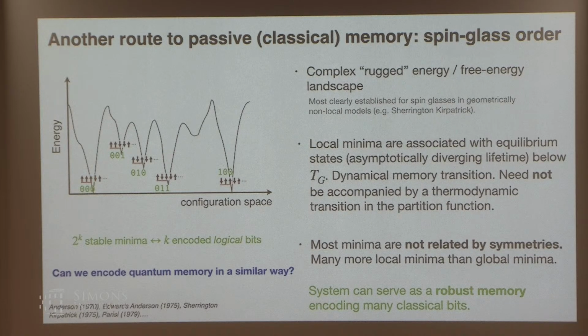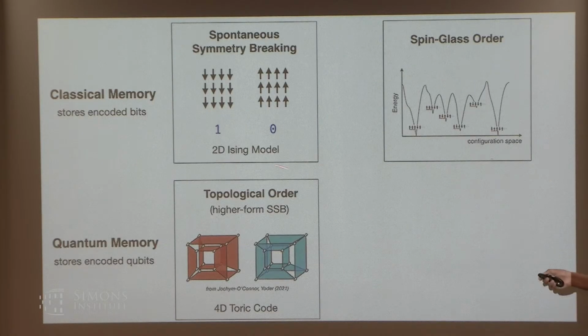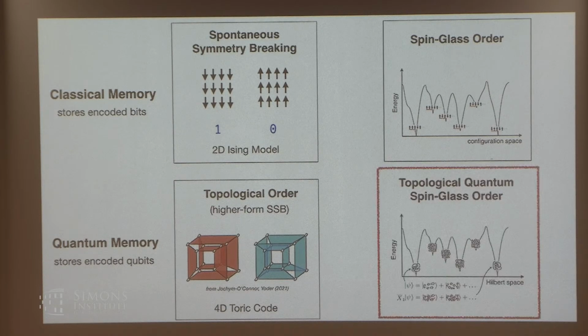Classical spin glasses and classical spontaneous symmetry breaking order have been studied for several decades, but on the quantum side, our understanding of quantum memories has mainly focused on conventional quantum topological order. So the question is, is there a topological analog of this kind of spin glass phase? And the answer turns out to be yes. There is a new type of order that you can talk about, which we called topological quantum spin glass order.